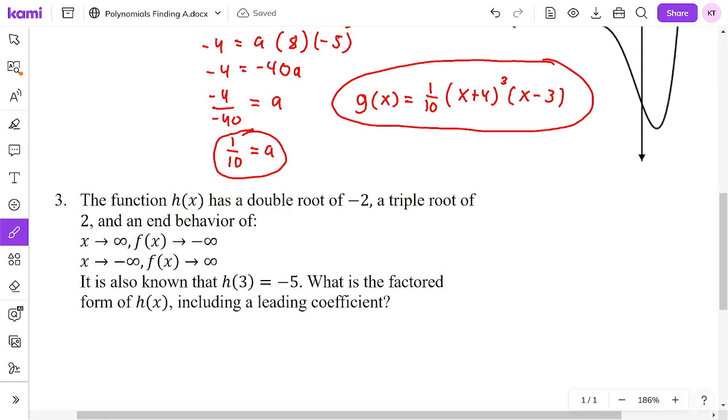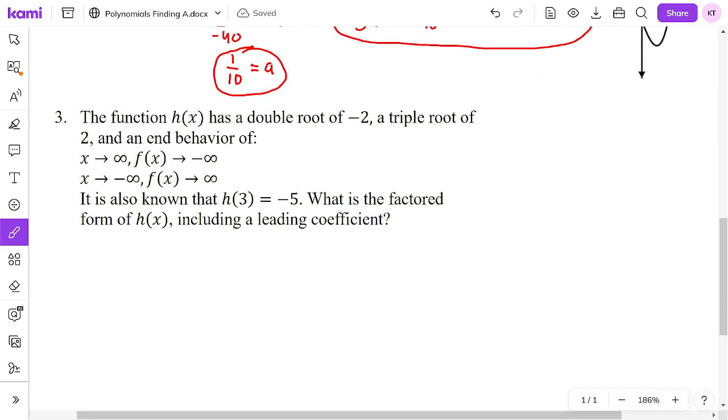All right, looking at number 3 now, we don't have a graph given to us, but we do have some additional information written out. And it says that the function h of x has a double root of -2, a triple root of 2, and an end behavior of, as x approaches infinity, f of x approaches negative infinity, x approaches negative infinity, f of x approaches positive infinity. And it is also known that h of 3 is equal to -5. So what is the factored form of h of x, including a leading coefficient?